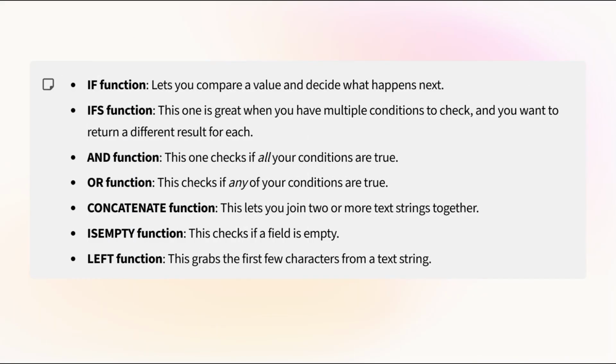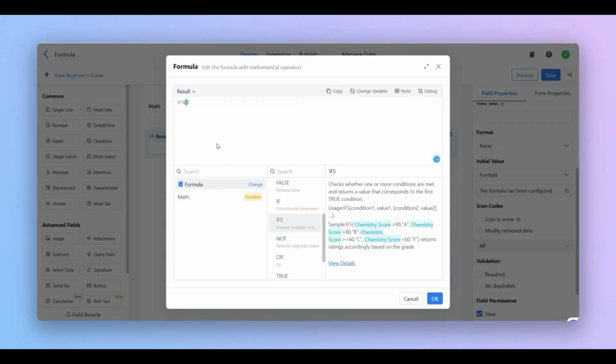Next up is the IFS function. This one is great when you have multiple conditions to check, and you want to return a different result for each. For example, let's assign grades based on the score.